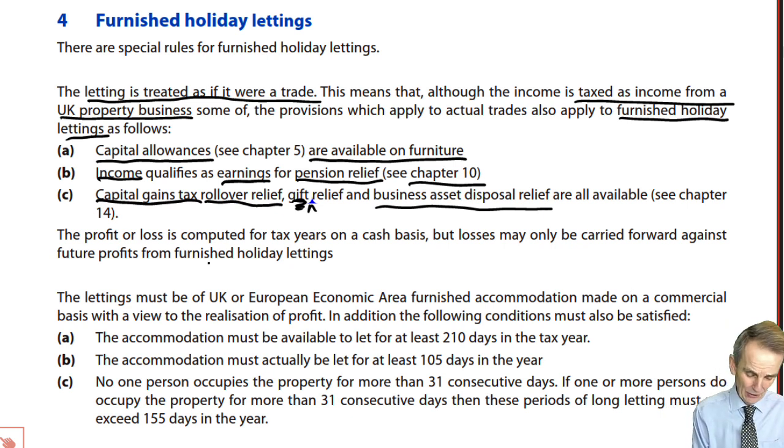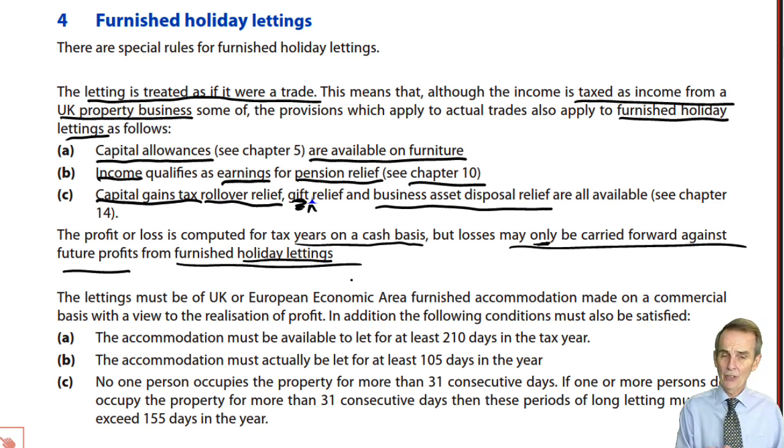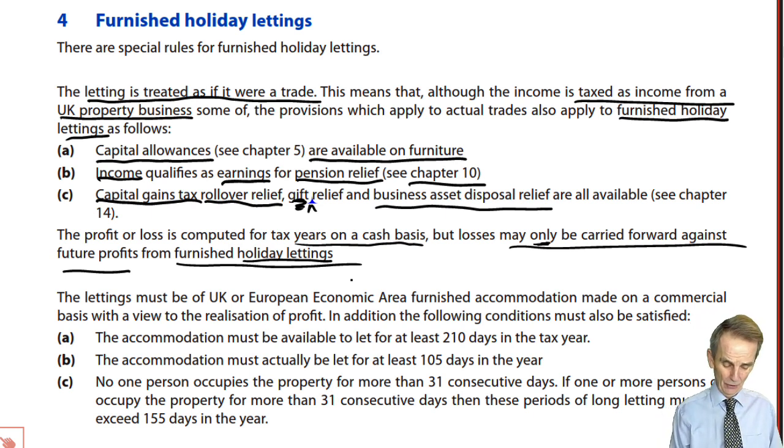Again, as ever, the profit or loss will be computed for our tax years on a cash basis, but losses may only be carried forward against future profits, not just from future property income, but from furnished holiday lettings. This is where it arose, that's where it will be relievable against future profits thereon.